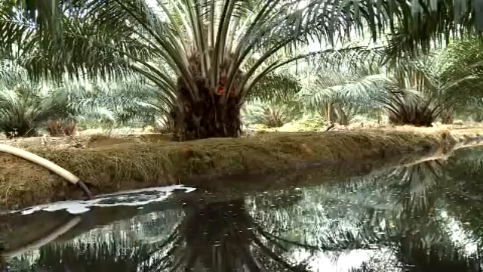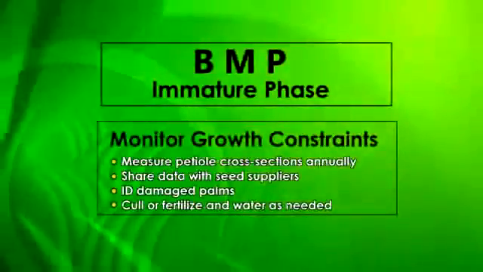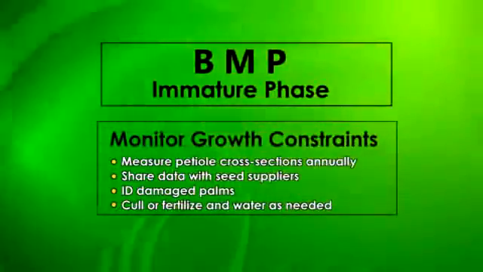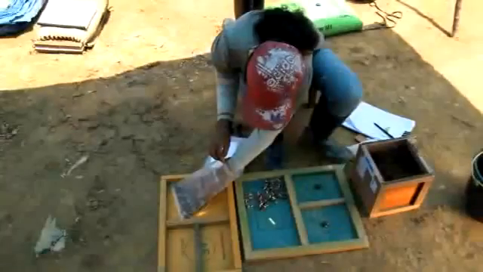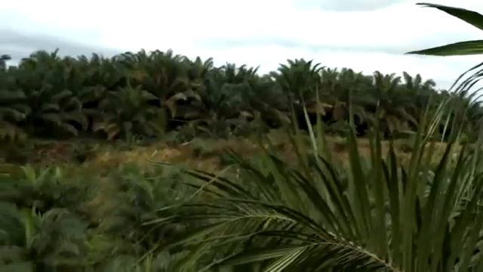Identifying potential growth constraints is crucial. Petiole cross-section measurements should be carried out yearly as another line of defense. These measurements are given to the seed producers who compare the plantation seeds to standard growth statistics, further eliminating yield gaps.